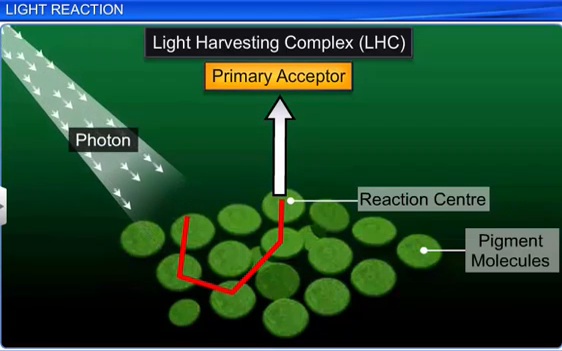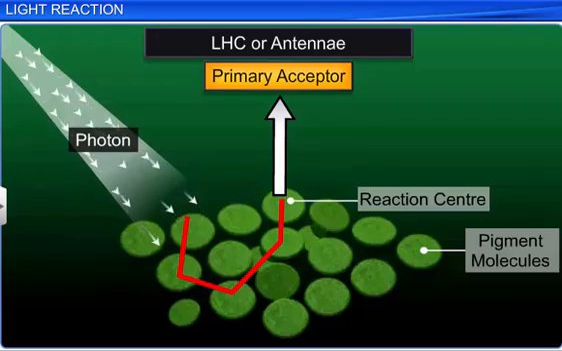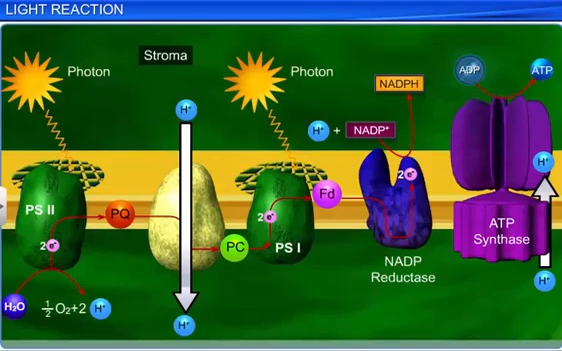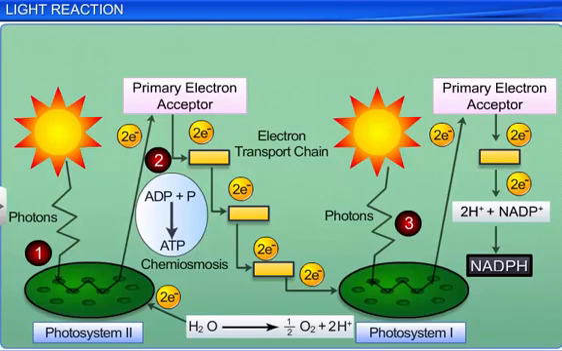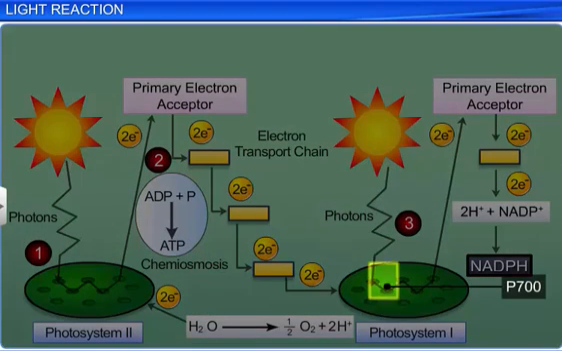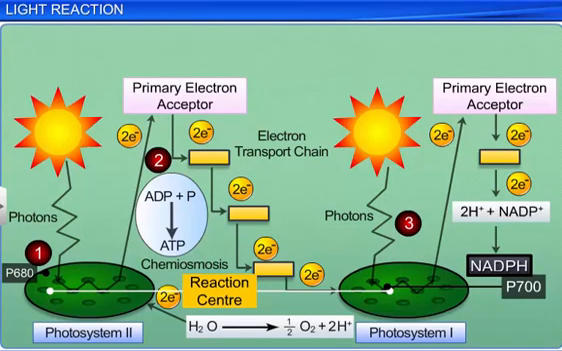Light harvesting systems, or LHCs, also called antennas, are made up of many pigment molecules except a single molecule of chlorophyll A. These pigment molecules are bound to proteins and absorb different wavelengths of light and help increase the efficiency of photosynthesis. The single chlorophyll A molecule forms the reaction center in PS1 as P700 and in PS2 as P680, symbolizing the absorption maxima of chlorophyll in these centers.